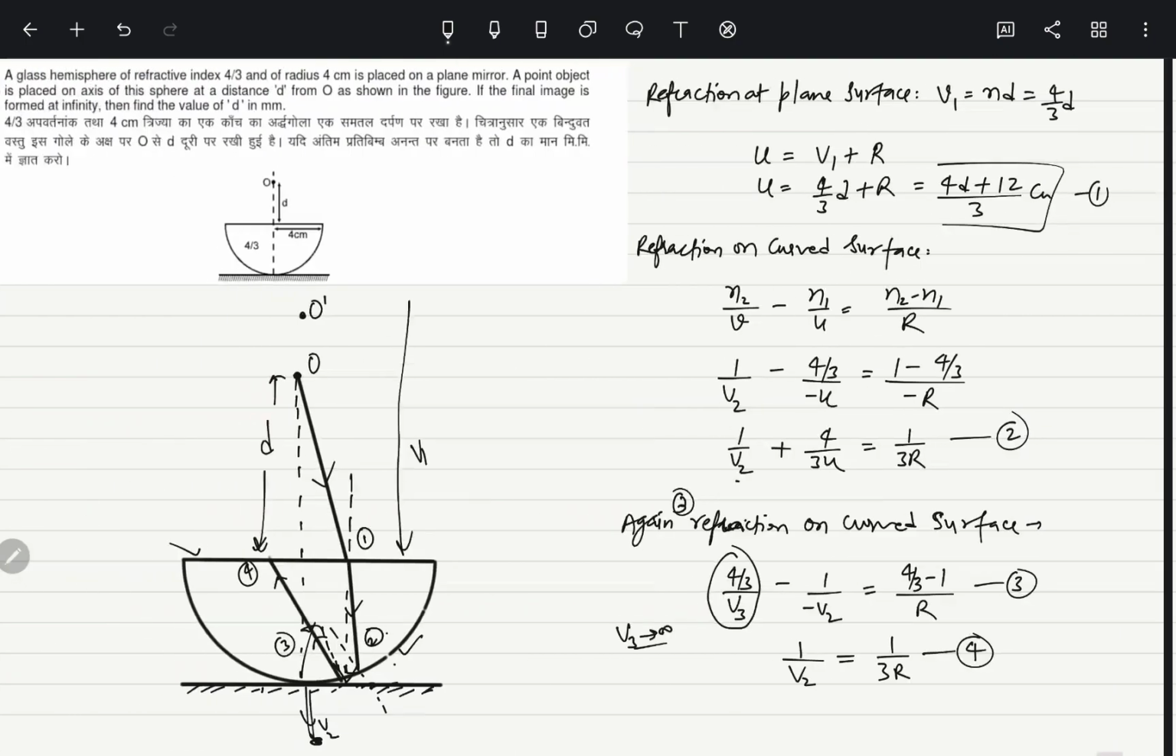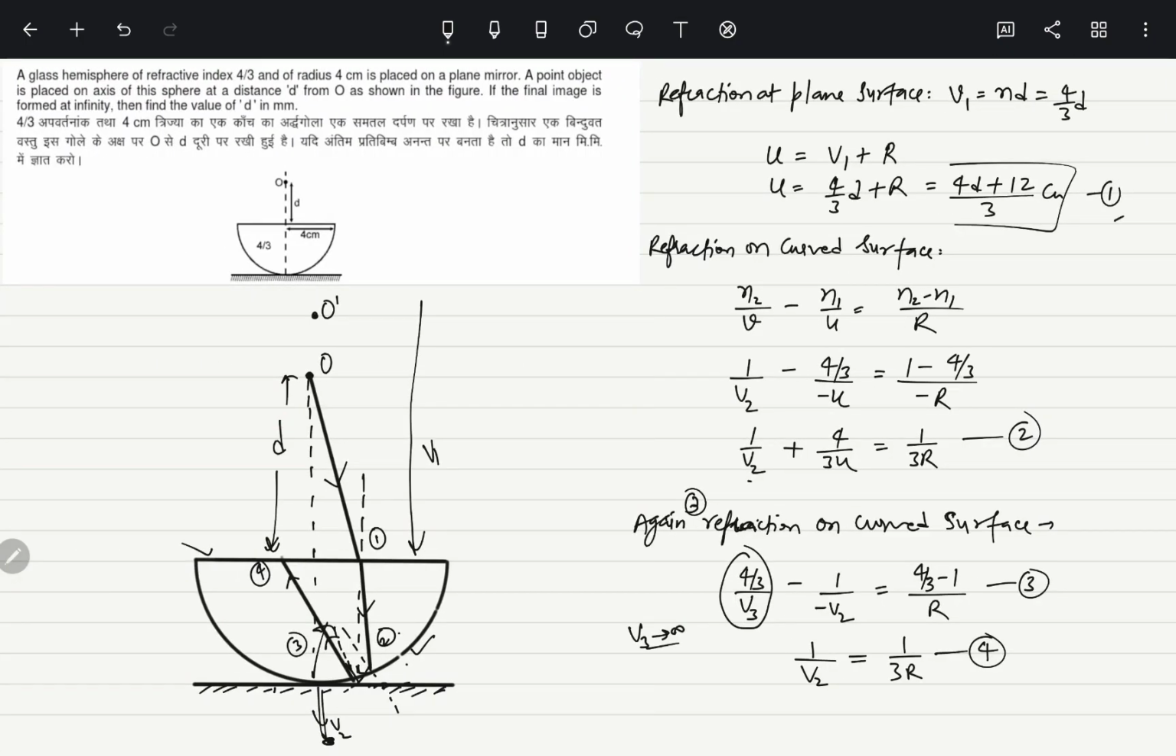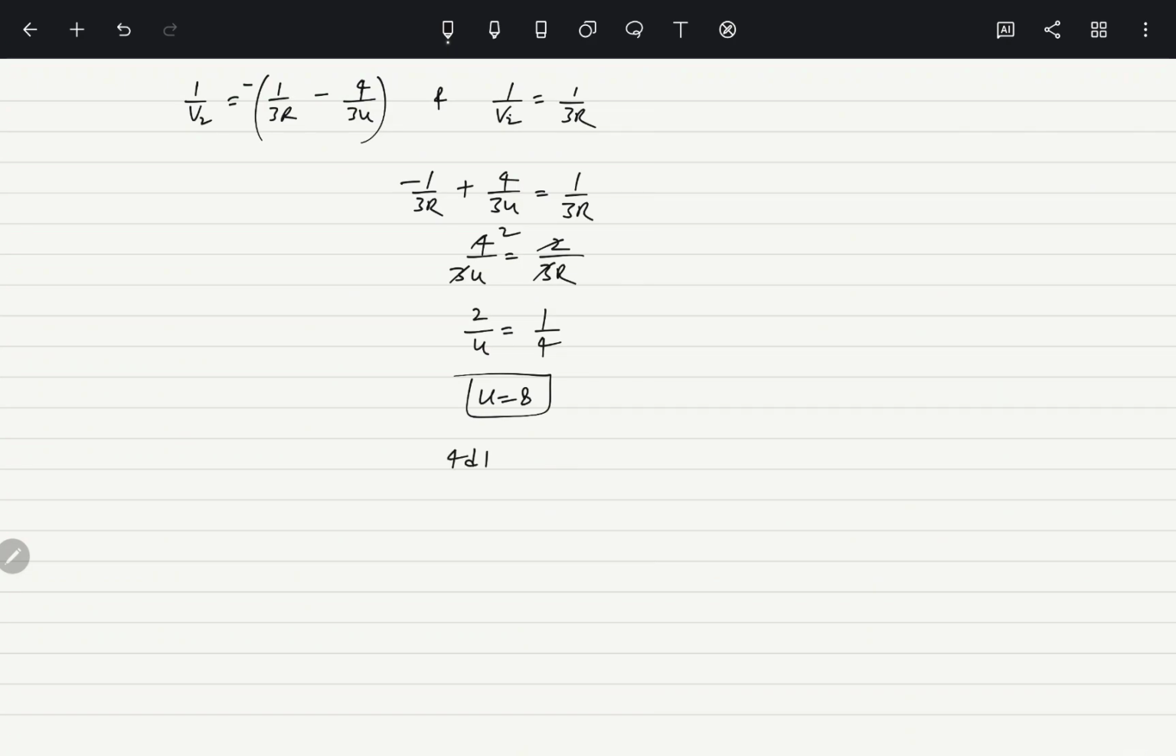Right, now what is u? U we will substitute from equation 1. So u is 4d plus 12 by 3 is equal to 8. So 4d plus 12 is equal to 24. Sorry, so 4d is equal to 12. So d is coming as 3 centimeter.